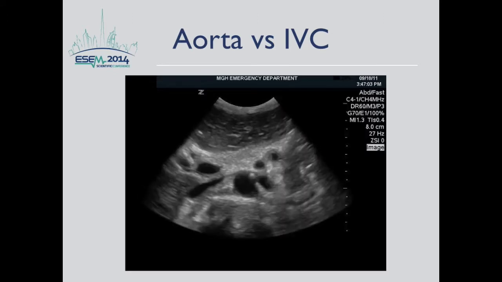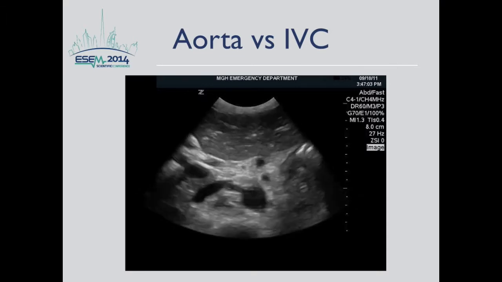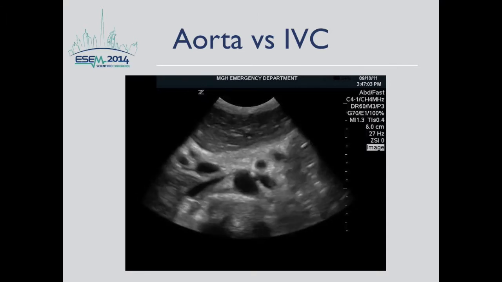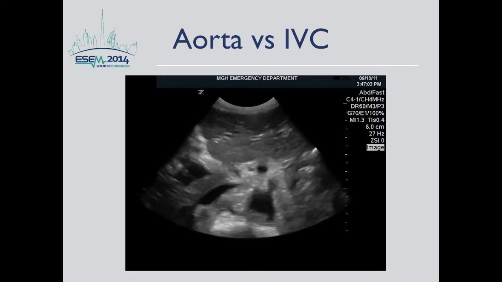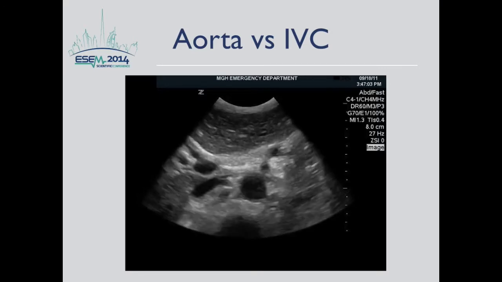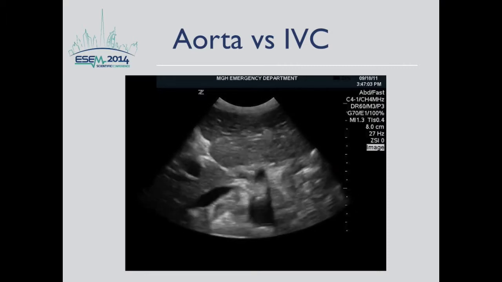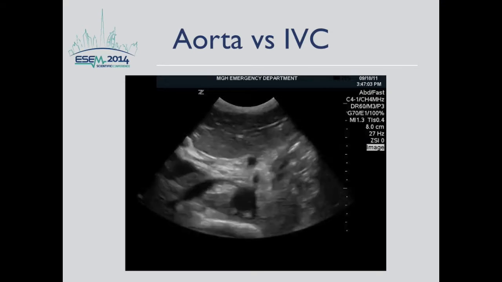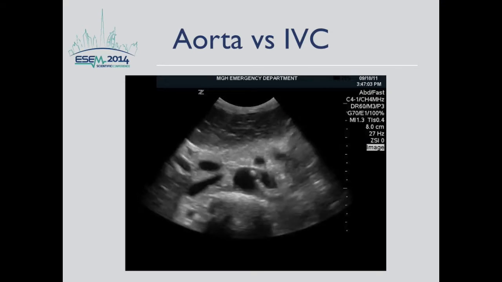There are important ways of differentiating between the IVC and the aorta. And this may seem straightforward, but a few points are worth remembering. Of course, holding the probe marker to the patient's right will generally reveal the aorta on the right side of the screen, the side without the probe marker, thus indicating the patient's left.